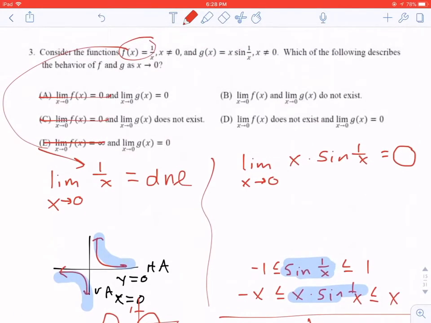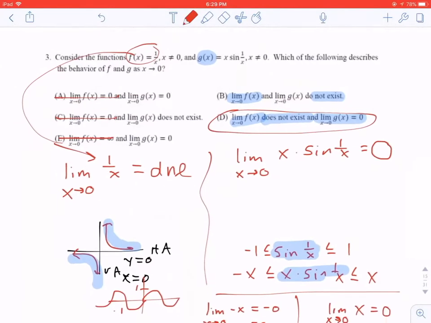So now, since B and D both are saying f of x doesn't exist, we now look at g of x, and we're saying that g of x, which is x times sine of 1 over x, is approaching 0, then that leaves only one possible answer, which is D, because B says that g doesn't exist.